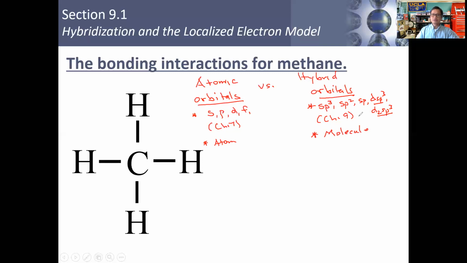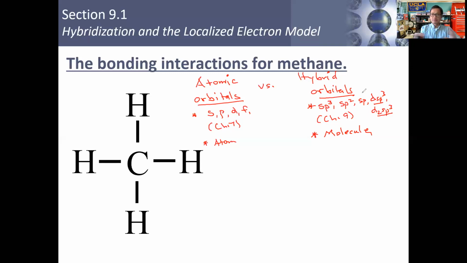Okay? And so this summarizes here for us the difference between atomic orbitals and molecular orbitals. And I think students new to this really get confused by this. And so I want to make sure you understand here that the difference lies with the orbitals that lie within the atom and the orbitals that lie within the molecule.